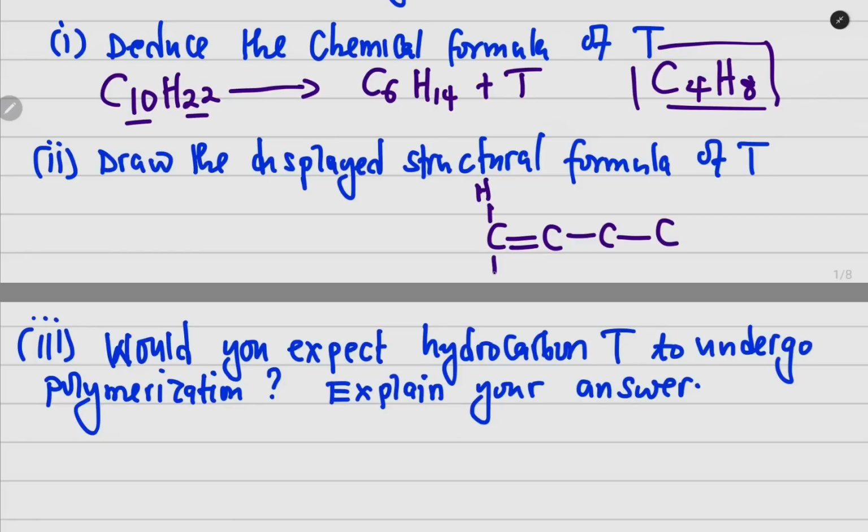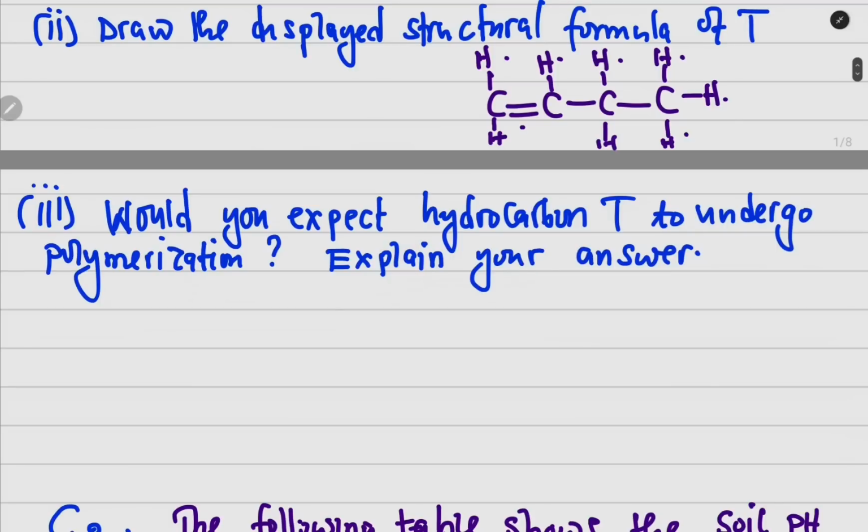Then this is hydrogen. 8 of the hydrogens, please. So hydrogens should be 8. So here only 1. Here, so we have 4 so far. I guess nothing is missing. So this is the structure. 1, 2, 3, 4, 5, 6, 7, 8. This is the structure. Would you expect hydrocarbon T to undergo polymerization?